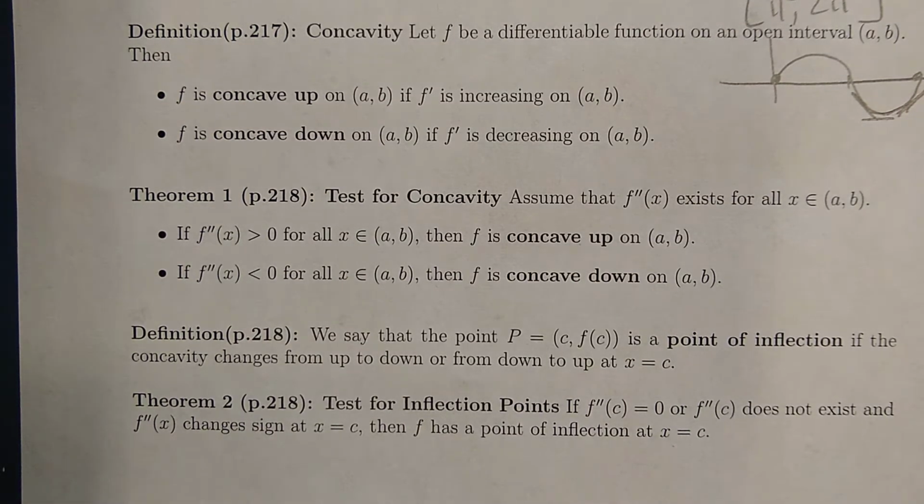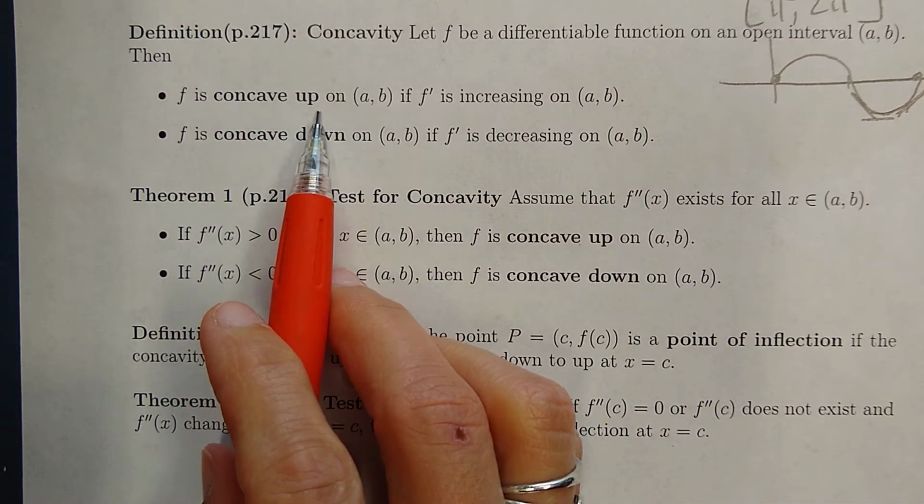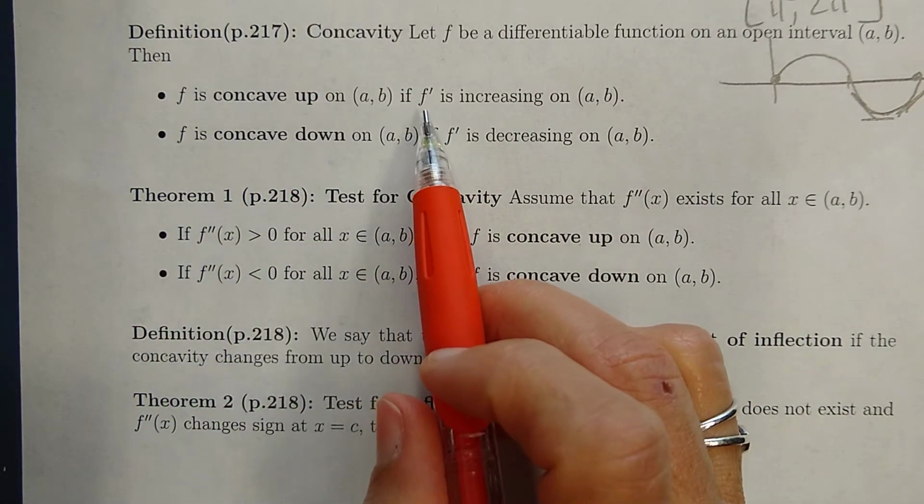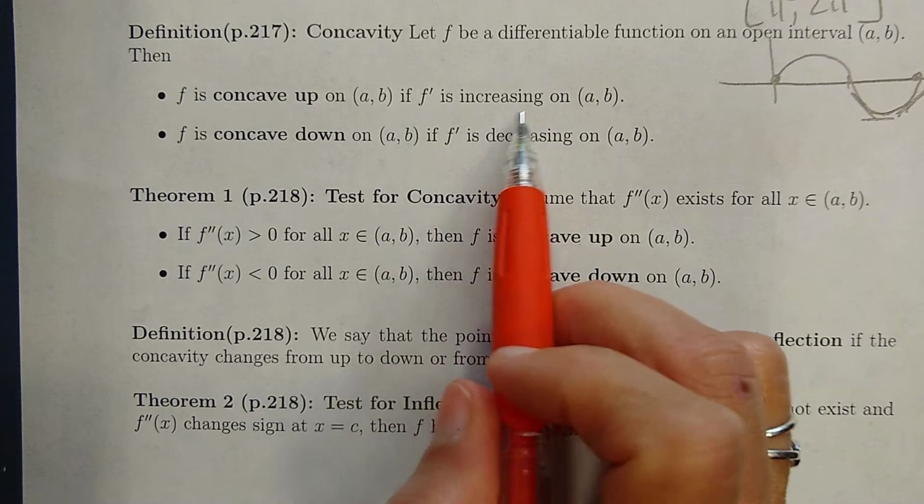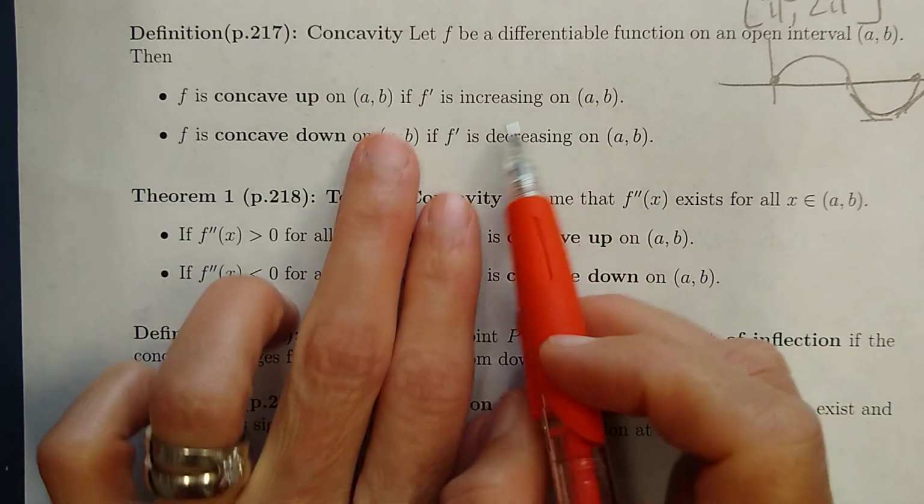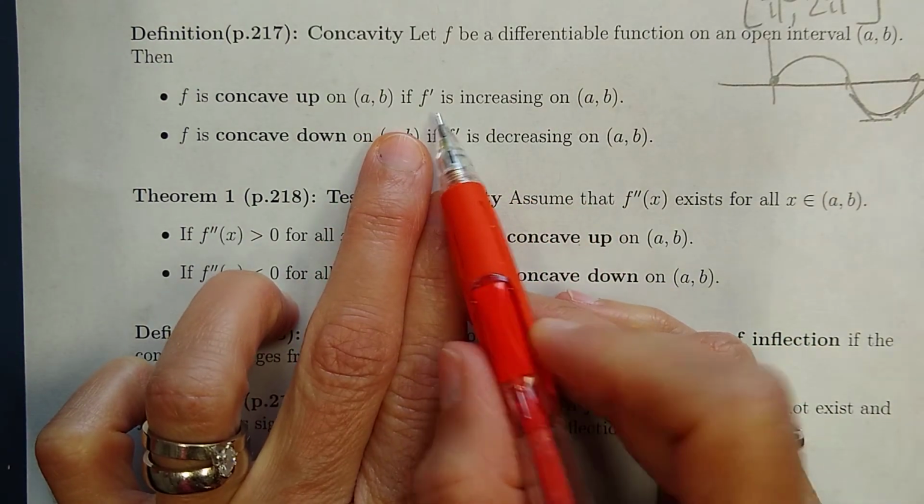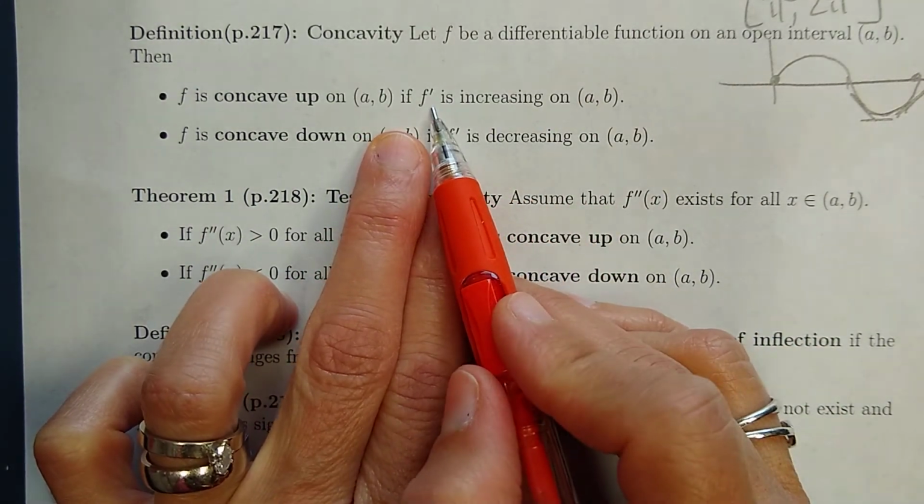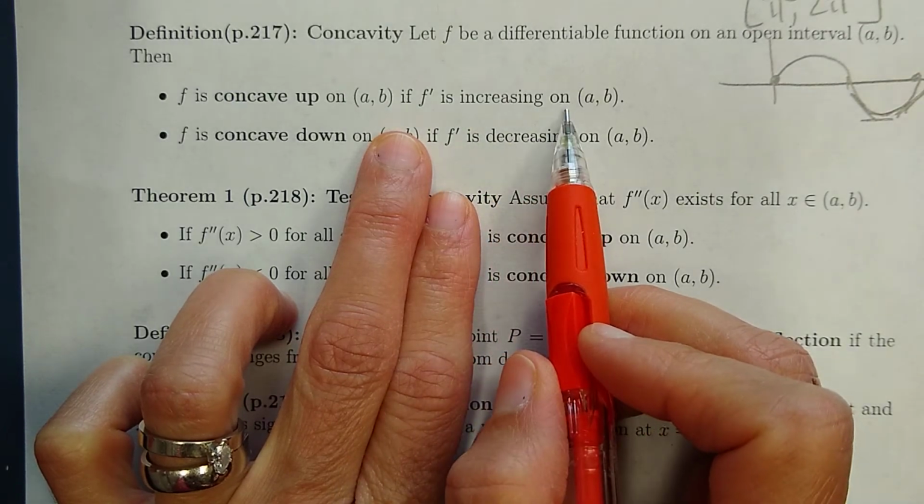Definition on page 217 of concavity: if you've got a differentiable function on an interval, then we say that f is concave up on that interval if the first derivative is increasing on the interval from a to b. So essentially, to check concavity, we need to find the first derivative and see where it is increasing.